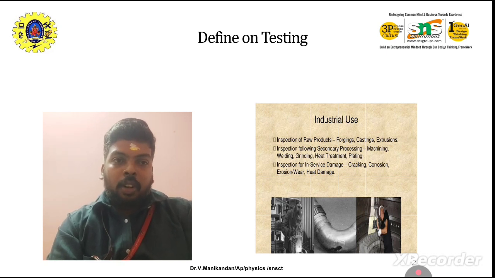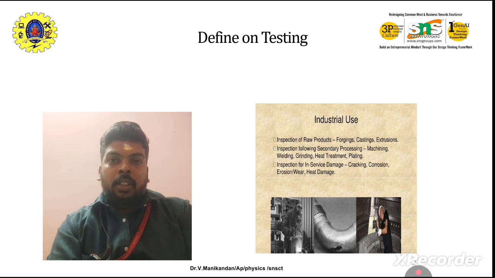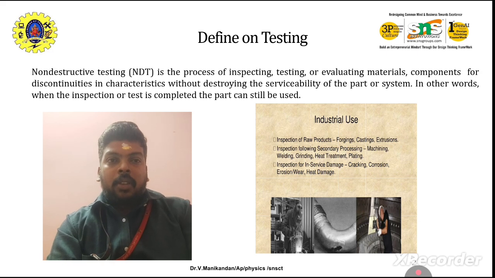This includes inspection of raw products, forgings and castings, inspection of secondary processing such as machining and welding, and inspection for service damage such as corrosion, erosion and heat damage. First we define what process and industry the material will be used for, and what type of test it needs. This is the process of inspecting, testing and evaluating the components.